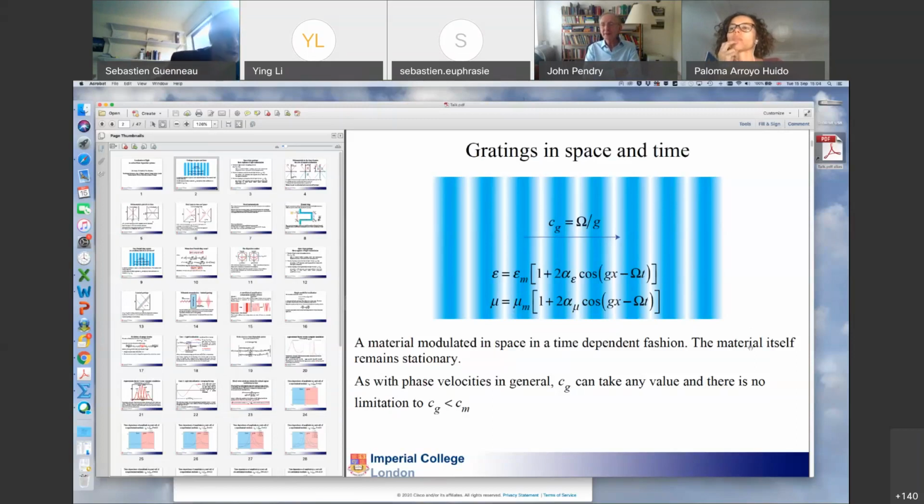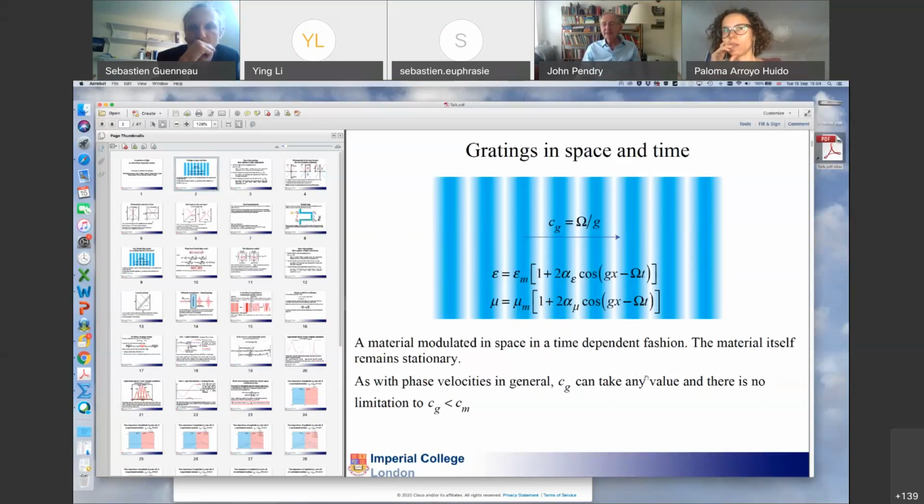We've got another question from Simon Horsley. He's asking, what happens if you stick an emitter in the grating? Right. Well, what will happen is that the emitter will become highly asymmetric.